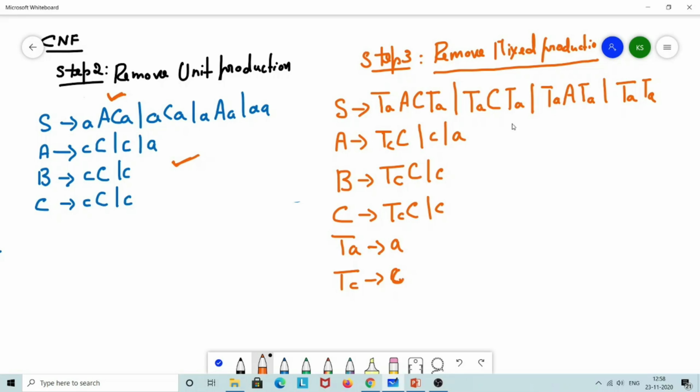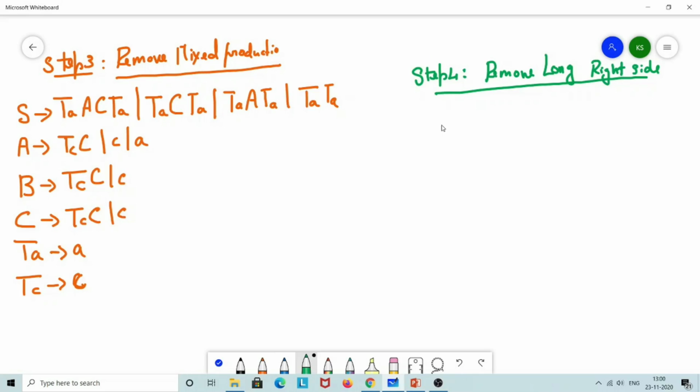So after removing the mixed production, I don't have any mixture of terminals and non-terminals. This is the result of the third step, which has to be given as an input to the last step, that is removal of long right side production. Now let us apply step 4, removal of long right hand side in the rule set I got after removing mixed production. We'll start with S only.